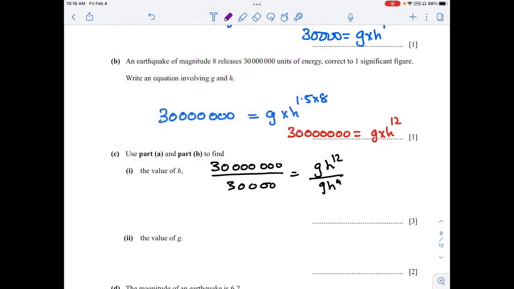So we can see that 1, 2, 3, 4 zeros get cancelled. G gets cancelled. 3 times 1 and 3 times 1000. So H to the power of 9, H to the power of 3 equal to 1000. So H is equal to 10.